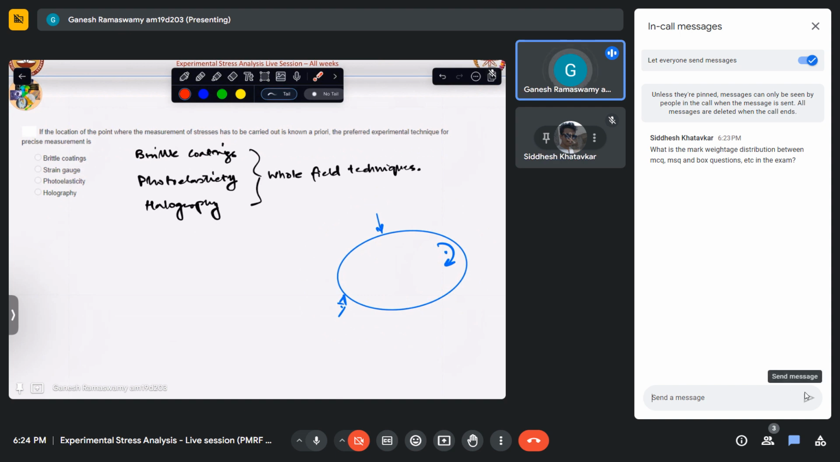MCQ, MSQ, and box. What is a box question? I'm not sure what is a box question. Okay, numerical entry type. That I can't say because I have not framed the paper actually, but it will follow the similar ratios as given in the assignments, more or less. Yeah, no negative marking.